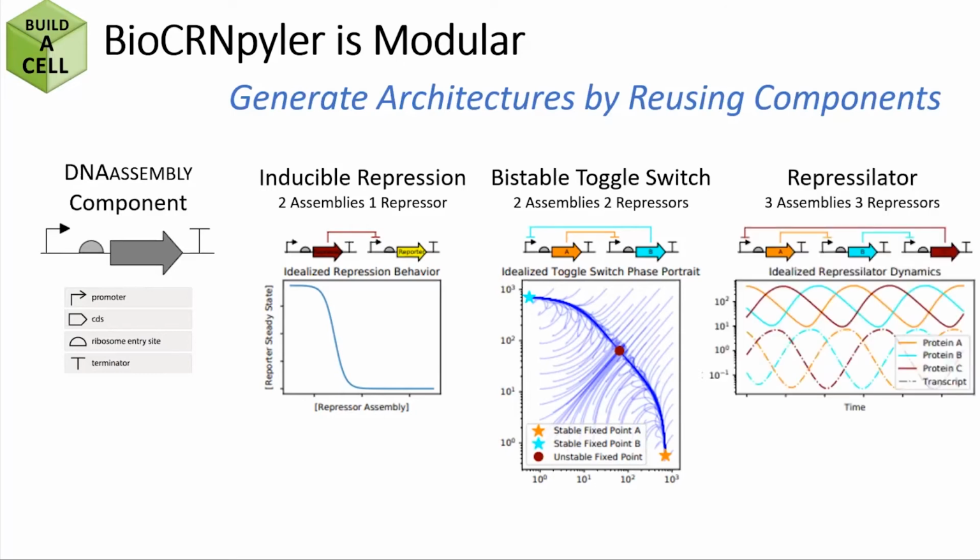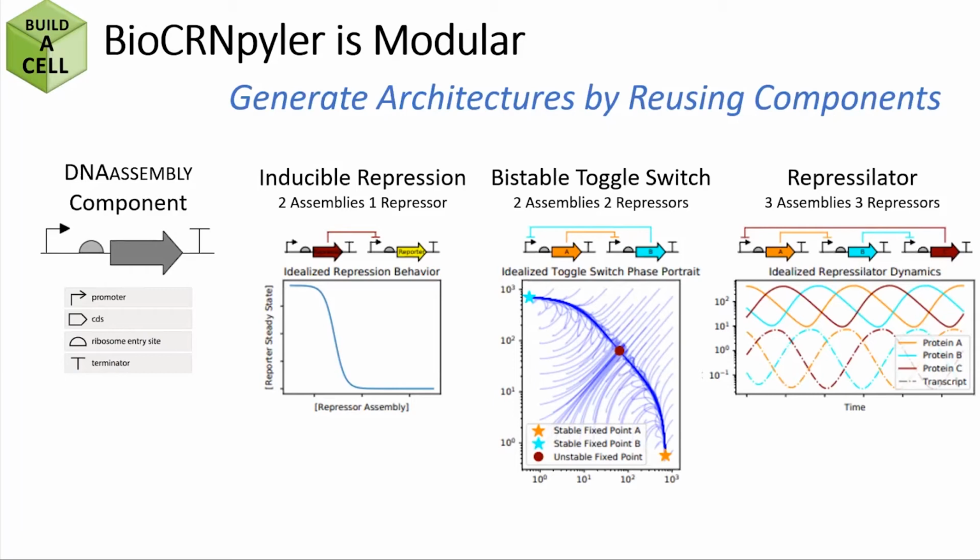Or I can have 3 of these guys put together, and if I do this in the right way, I get oscillations, making a repressilator. Biocompiler makes it really easy to take the same DNA assembly component and wire them together in lots of different topologies using just a little bit more code. So I don't have to write out 10 more reactions for each DNA component. I can just really write out maybe 1 or 2 lines of code to wire them together.